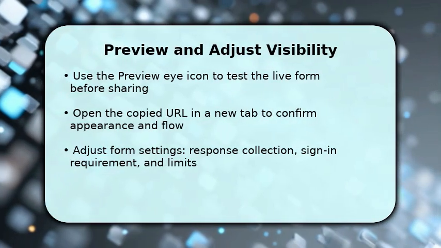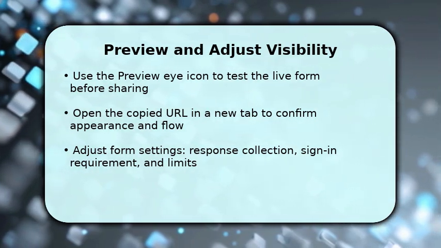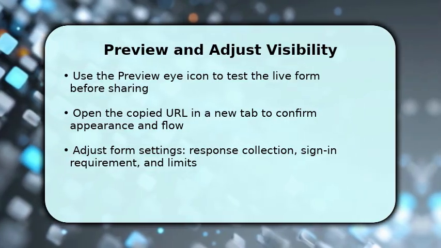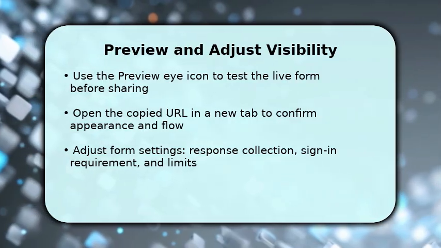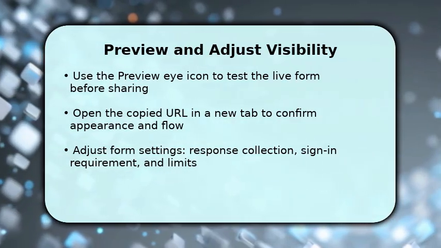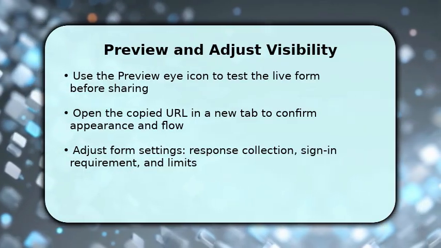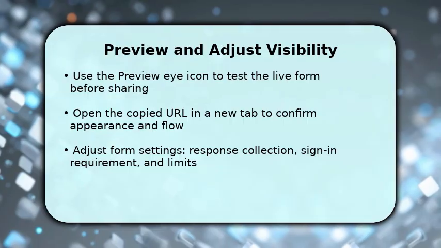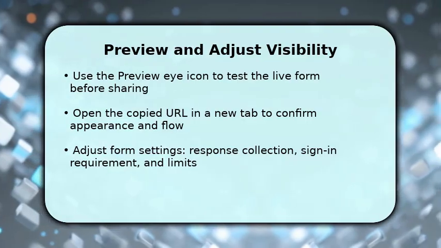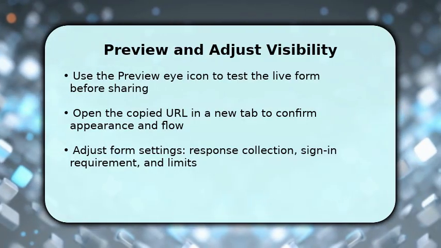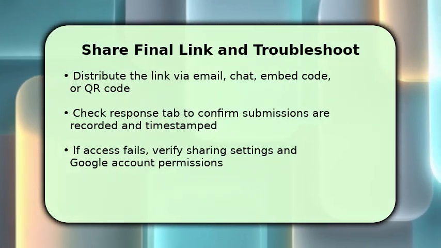Now verify the published form behaves as expected. Click the preview eye to see the live experience, then open the copied URL in an incognito or different account to confirm permissions. Make sure settings under the gear icon match your intent: require sign-in or allow anyone to respond, limit to one response or not, and toggle response edits. If formatting looks off, fix questions or sections in the editor and repeat preview until the live view matches your intended user experience. Finish by sharing the final URL and confirming responses arrive.